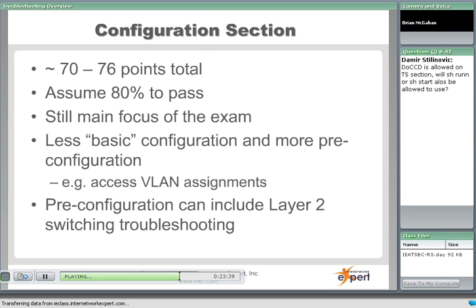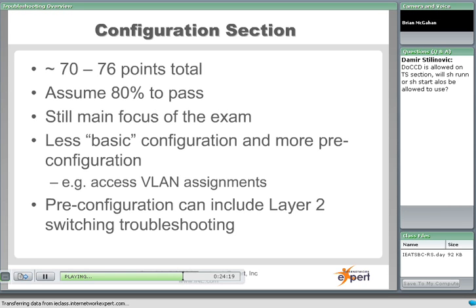Okay, and last but not least here, the configuration section, which is traditionally what the exam has been based off of. Now this is going to be reduced from 100 points to somewhere around 70, 75, 76% of the overall point values. Now, either way, it really doesn't matter what the point values are. The same with the troubleshooting section, because you still need 80% in order to pass the section. Unless you pass the open-ended questions, the troubleshooting section, and the configuration section, you will not be awarded a passing score for the exam overall.